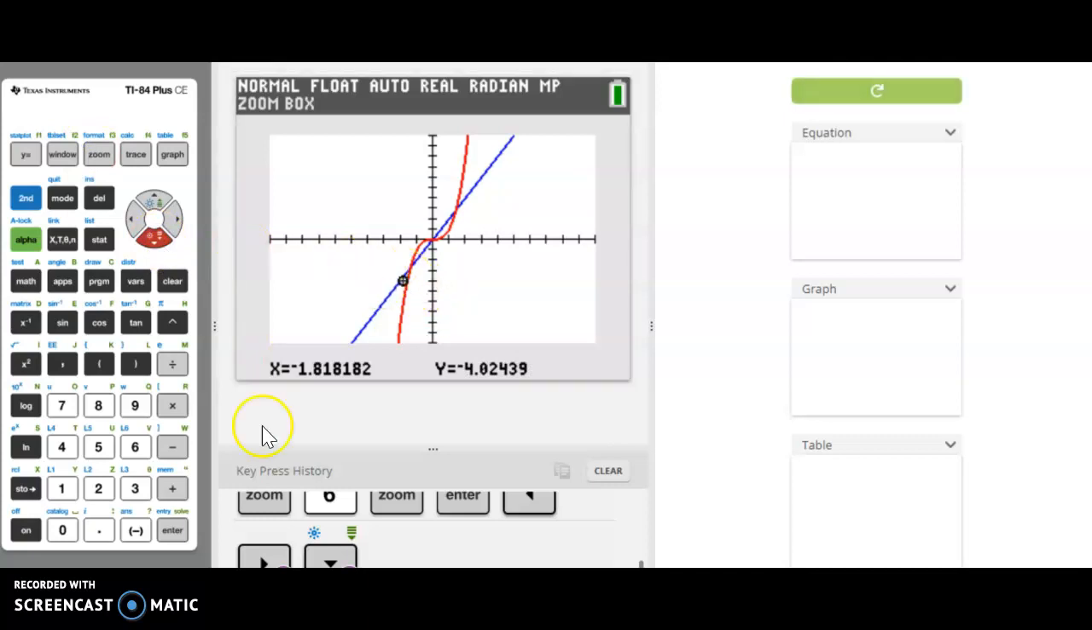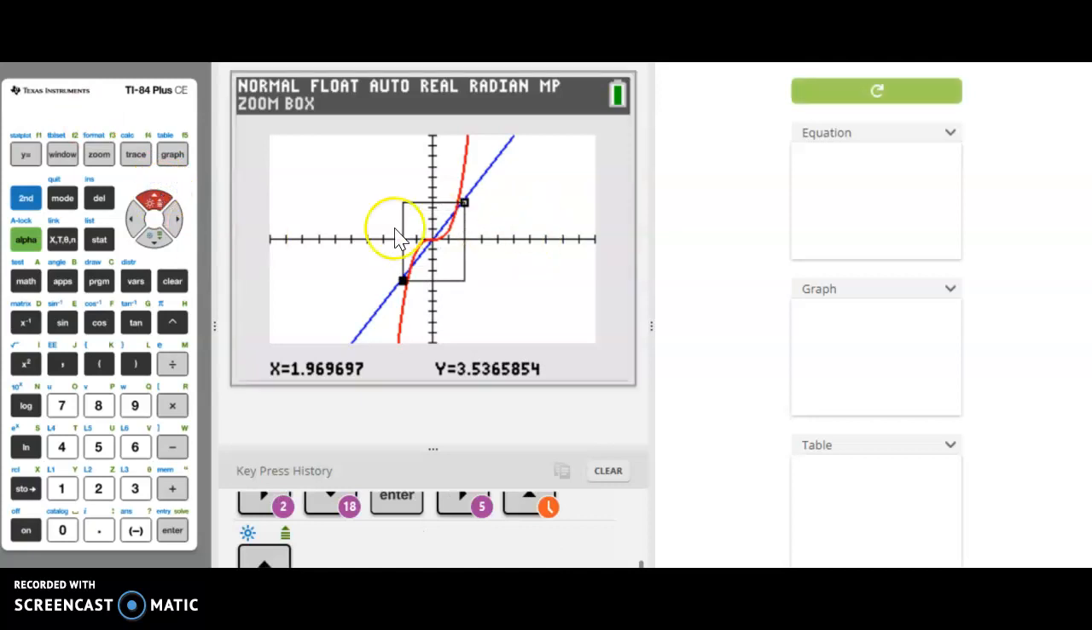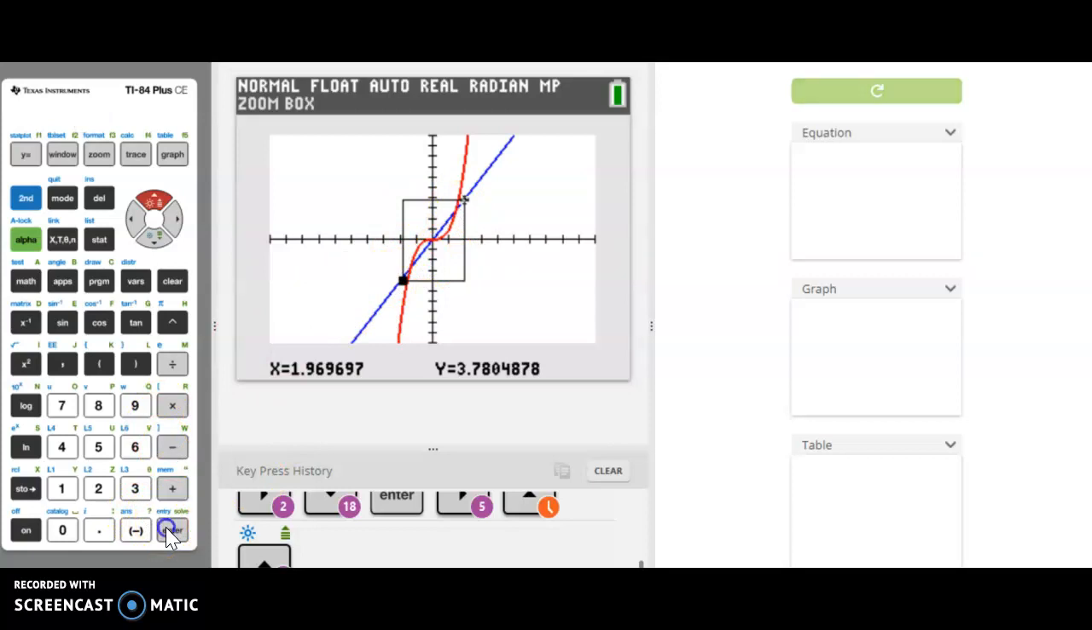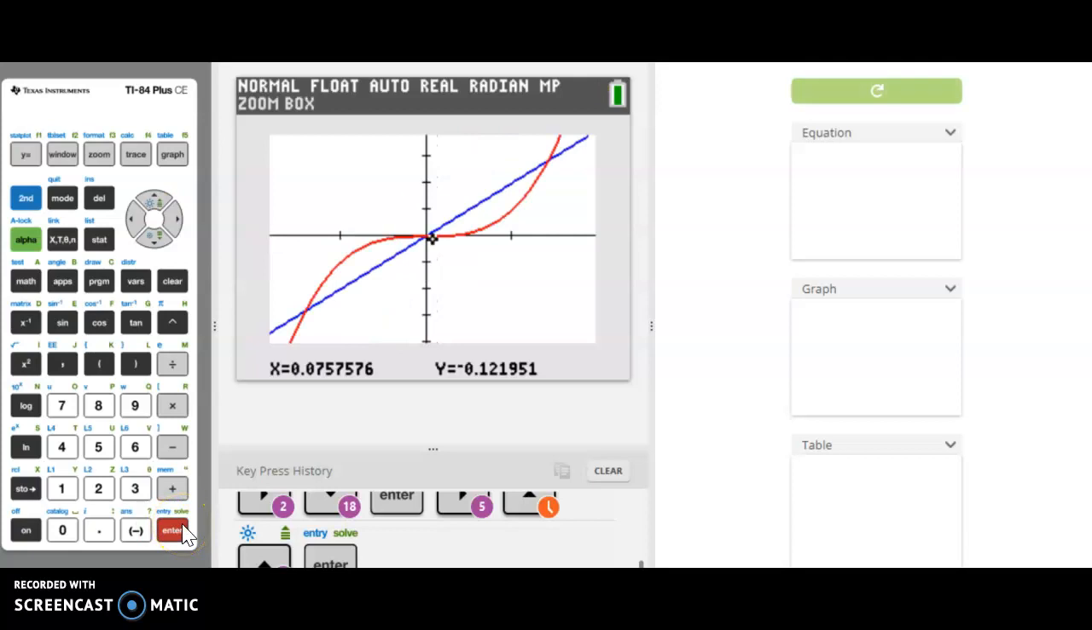This is going to be the bottom left corner. I scroll over and I hit enter. And now I'm going to scroll right to there and up to there. And now when I hit enter here, that rectangle there is going to be my new window. So watch, bam, here it comes, here it comes. And now I can see that graph a lot better. So what I need to do now is calculate this intersection and this intersection.